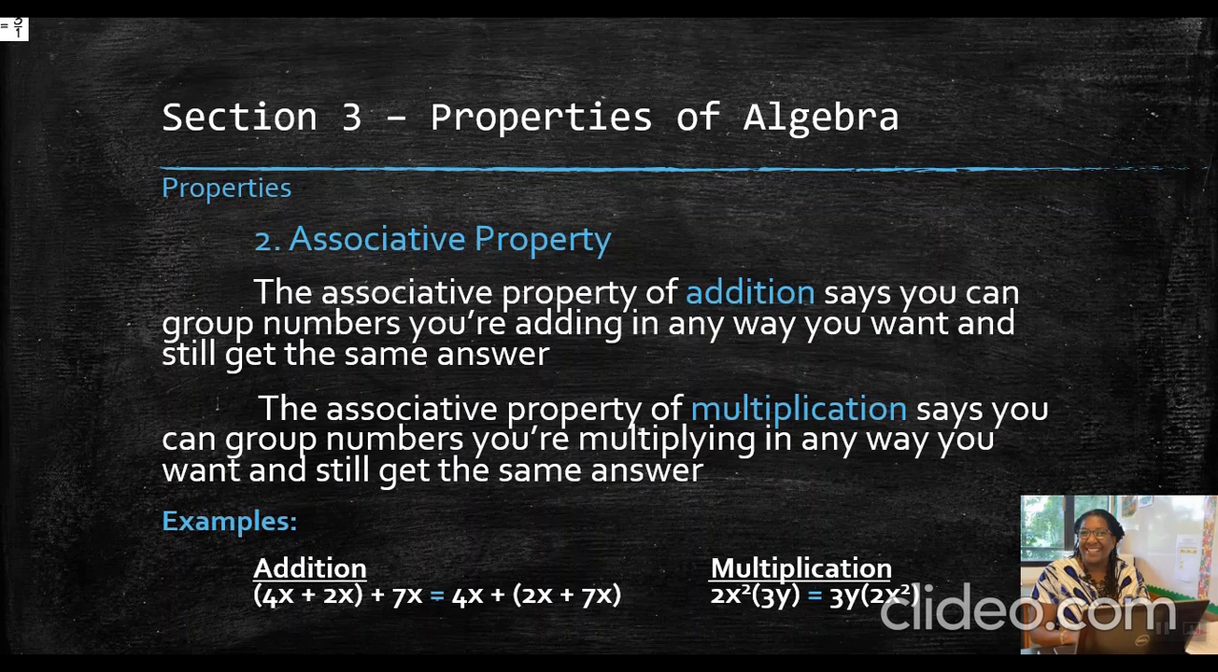the same answer. Some examples of this are 4x plus (2x plus 7x) is the same as (4x plus 2x) plus 7x. That you can group them differently and still get the same result. 2x squared times 3y is the same as 3y times 2x squared. That kind of looks a little bit like the commutative property as well, but the associative property says that you can group things differently and still get the same result.